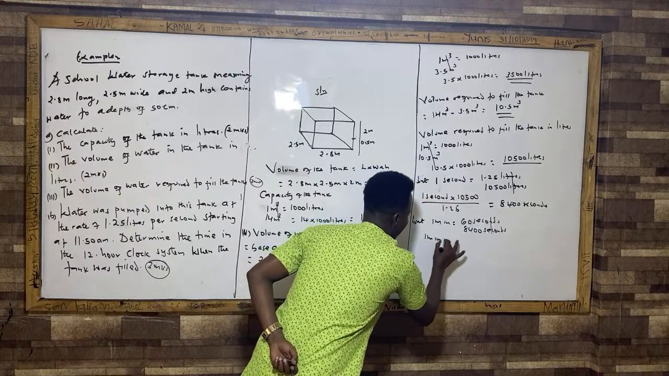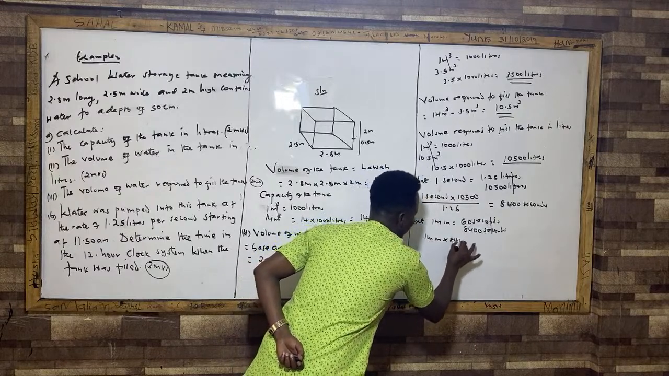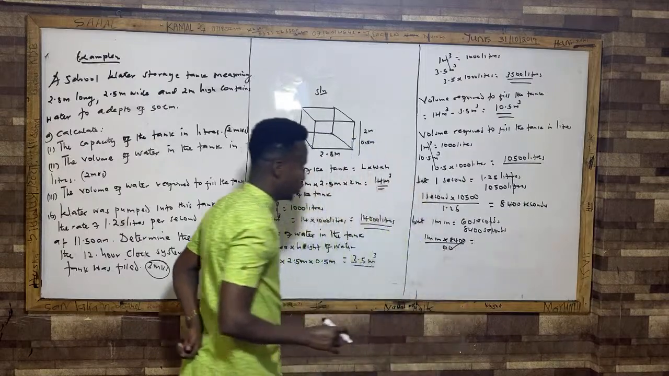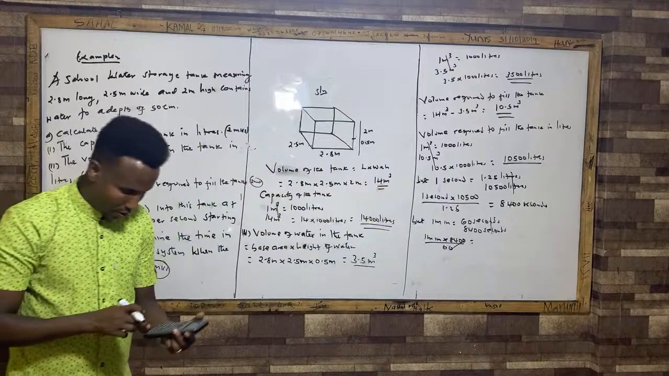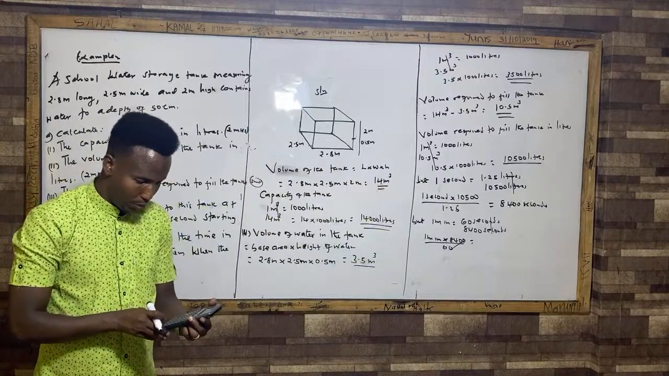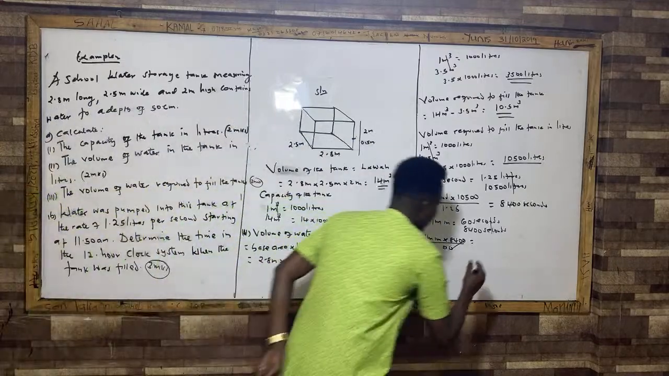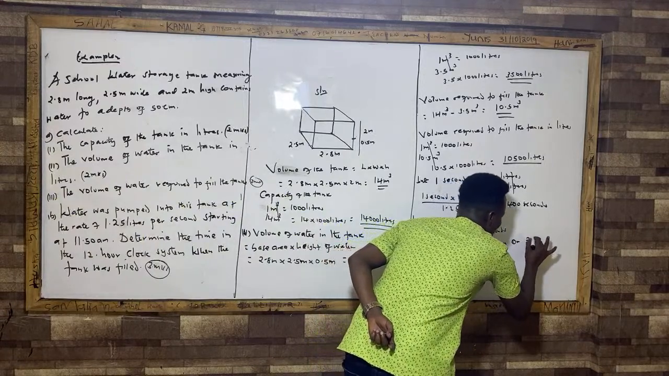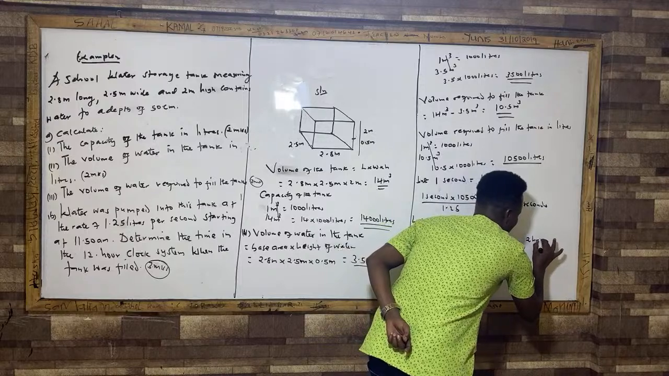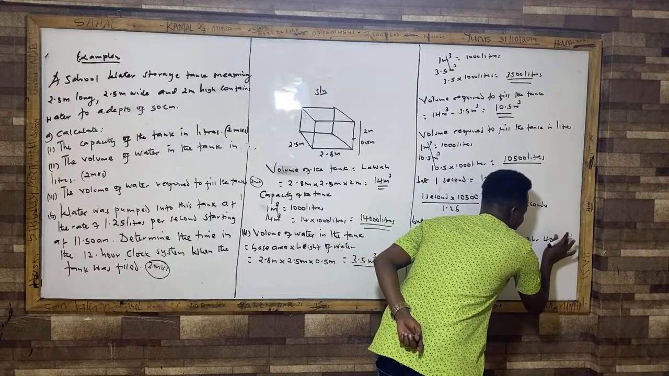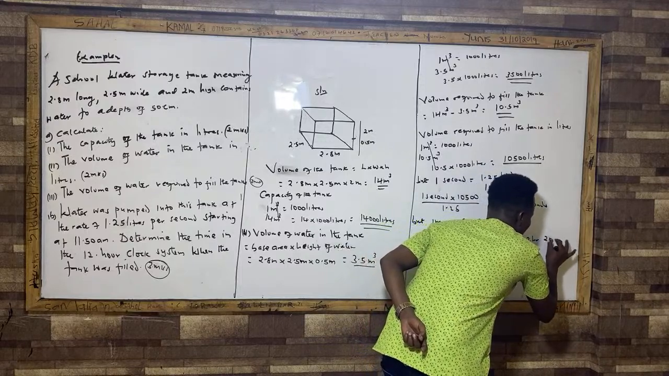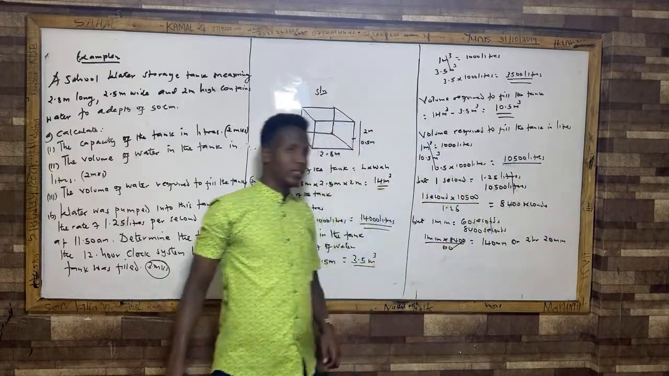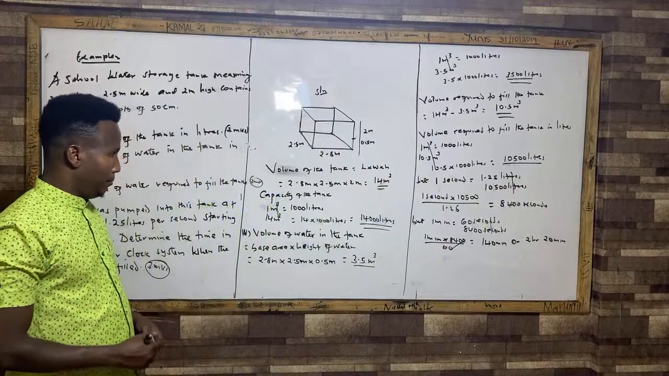So it's 1 minute times 8,400 divided by 60. This will give me how much? Divided by 60, it will give me 140 minutes. 140 minutes is 2 hours and 20 minutes. Check your time: 140 minutes, 2 hours and 20 minutes, okay?